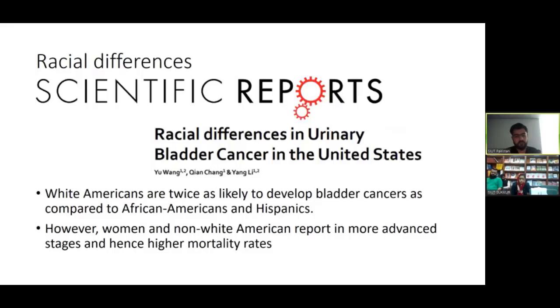There are racial differences seen in bladder cancer. Whites are twice as likely to develop bladder cancer as compared to African Americans. However, similarly, women and non-white Americans are reported in more advanced stages and hence are likely to have higher mortality rates.